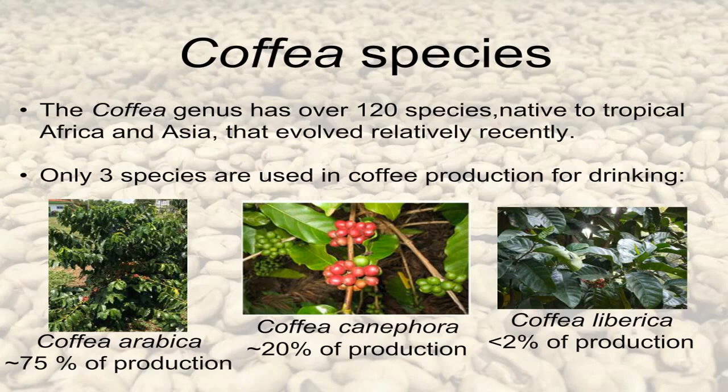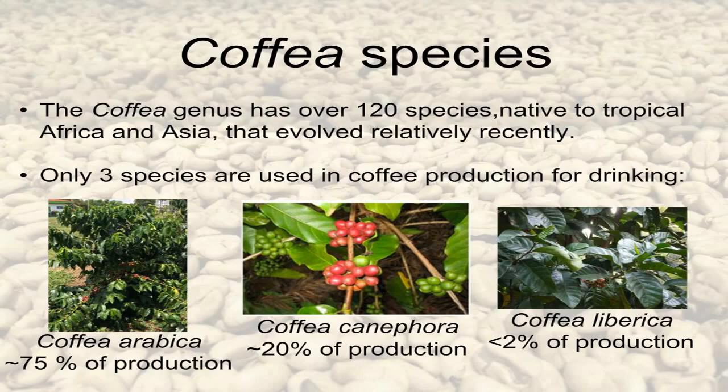There are 3 main species that are used for drinking coffee, but the actual coffee genus has over 120 species. So they're native to tropical Africa and Asia, and they've all evolved rather recently on the evolutionary timescale. So you can see here the 3 different species that are used mainly for drinking coffee. So Coffea Arabica would be the main one. So this would be your drip coffee, your espresso, your lattes. This accounts for about 75% of coffee production.